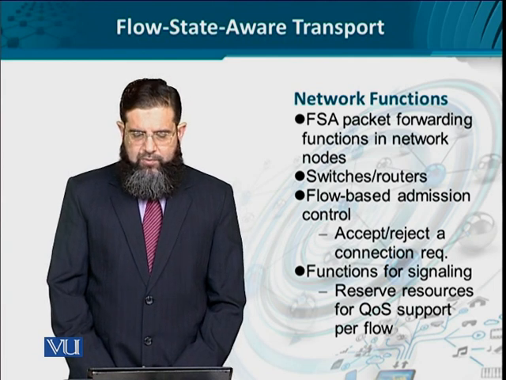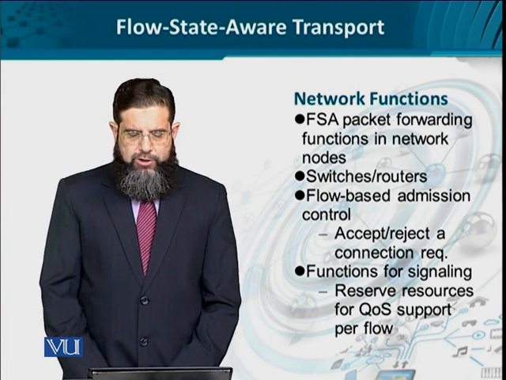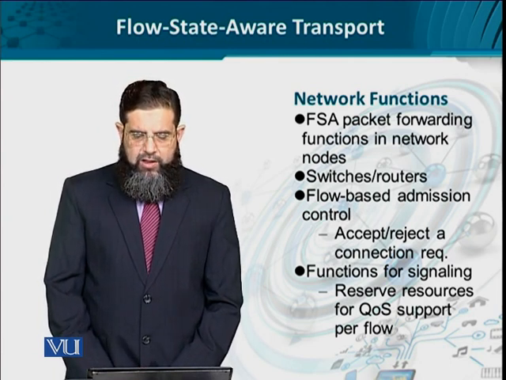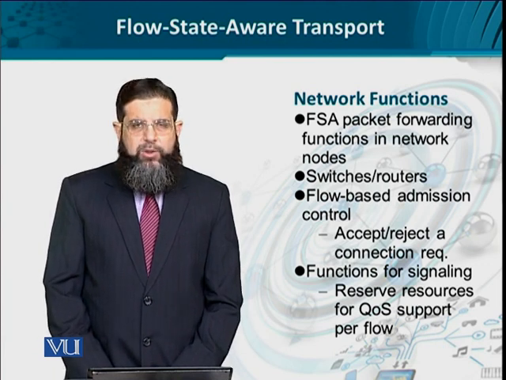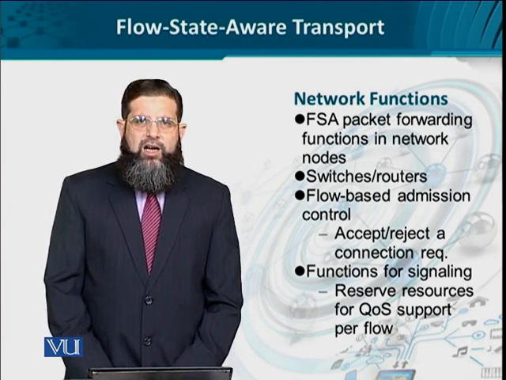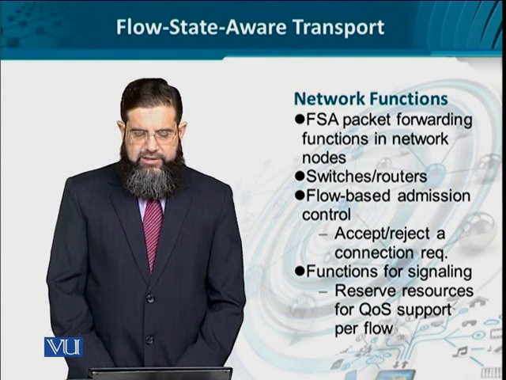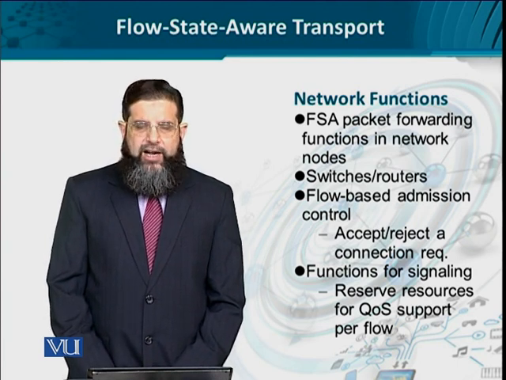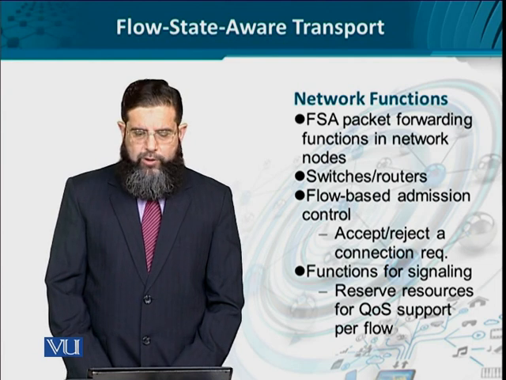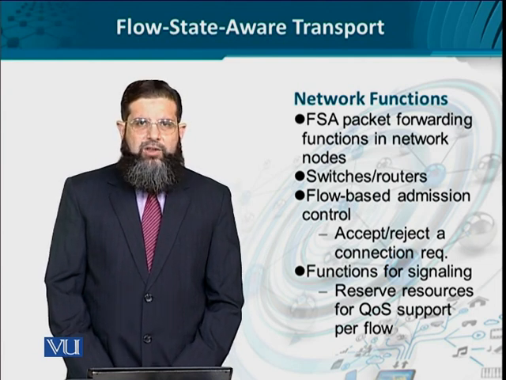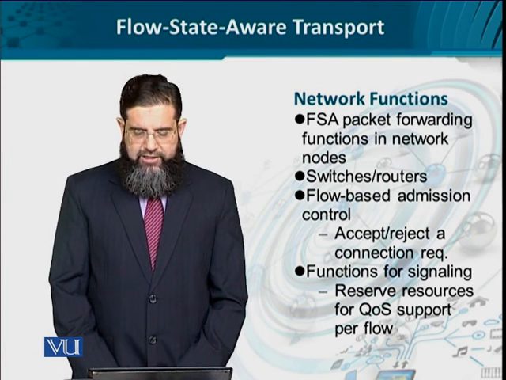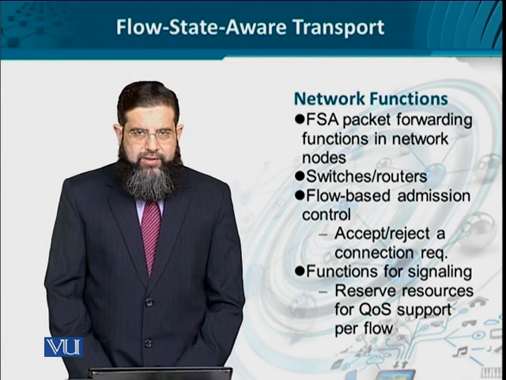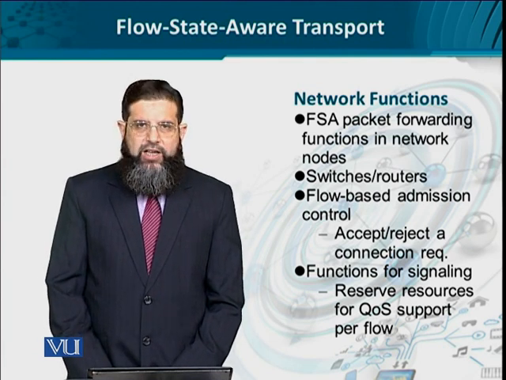emerges on the network. The network function, which corresponds to the flow state aware transport of each flow, is implemented in the network nodes. These network nodes can be switches, routers, gateways, and so forth. Then the network function also includes admission. We talk about it quite often. We have discussed it in detail. The resource and admission control function is what implements it, to either accept or reject a connection. But now in this case, remember that we are talking about connection as a flow.